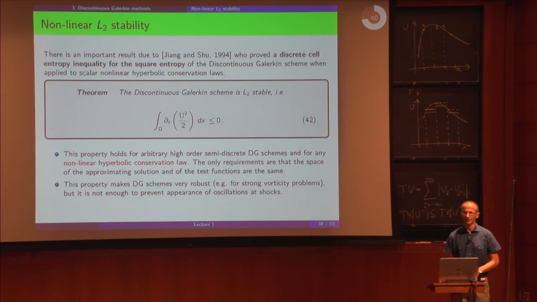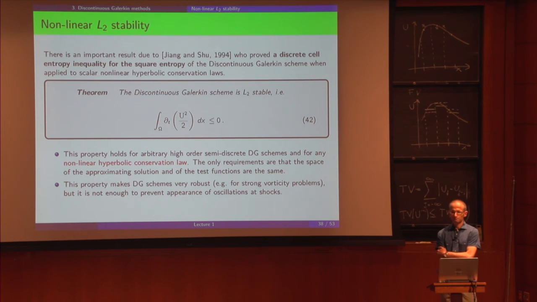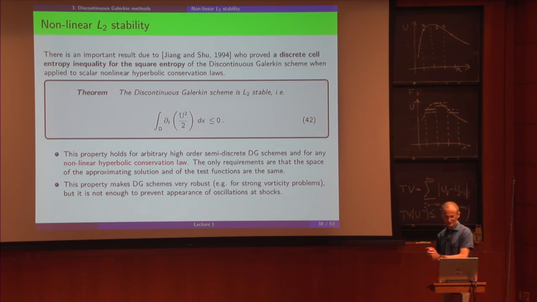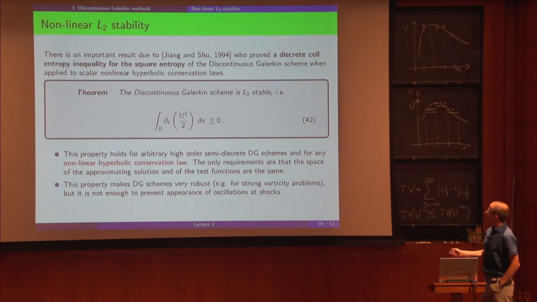Now we come to this very nice property of discontinuous Galerkin methods. They are non-linearly L2 stable. I give you the theorem, and then we will show at least once in life the proof of it. But we can get the theorem first of all. So it says the following, that there is a discrete cell entropy inequality for the square entropy.